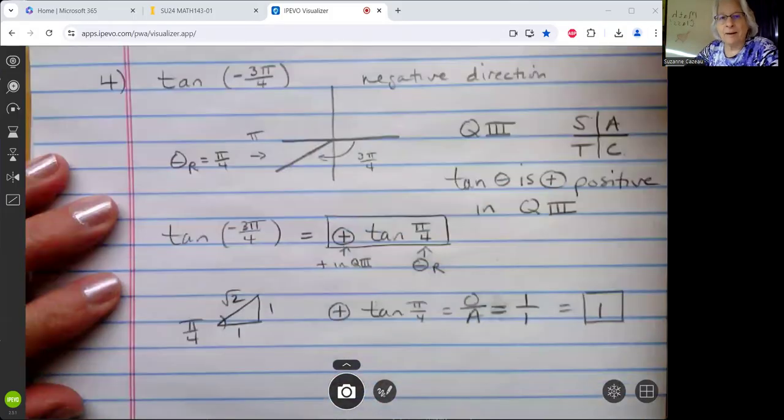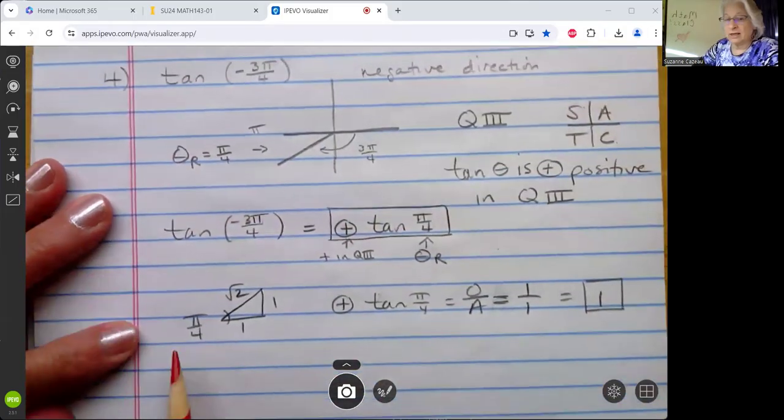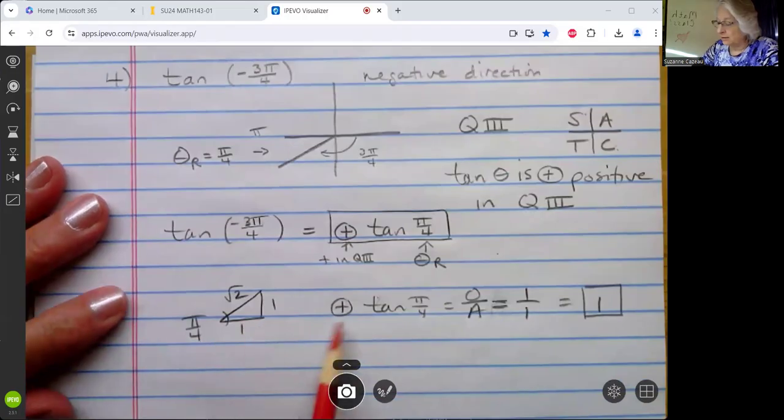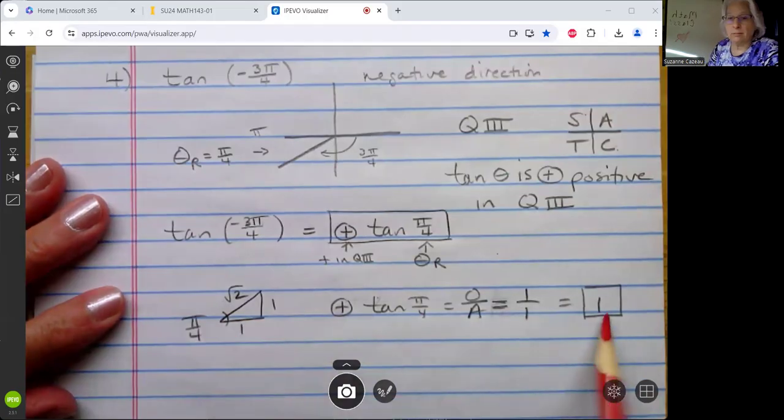And now, what does my pi over 4 triangle look like? Well, it looks like this. And tangent of pi over 4 is 1 over 1. So that's just 1, a positive 1.